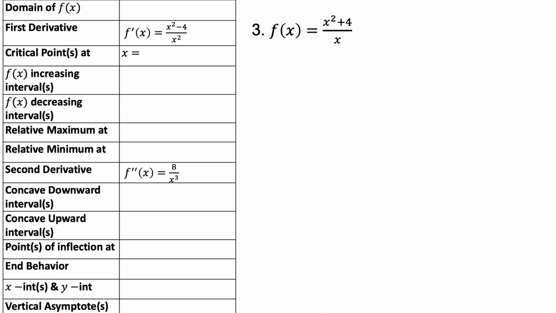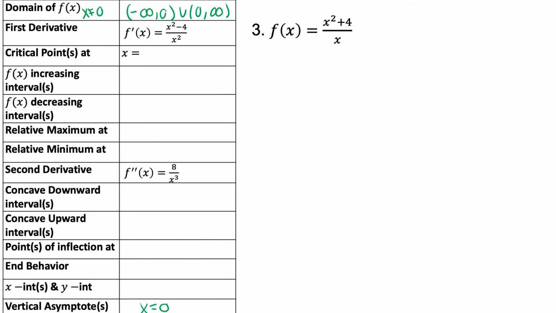Okay, our final example for today, we have f of x equals x squared plus 4 over x. So just like always, we want to start by finding what we know from our original function. So looking at the domain of a rational function, we want to know where our denominator is going to be equal to 0. In this case, x cannot be 0. So we're going to split our domain from negative infinity to 0 and 0 to infinity because we have that vertical asymptote at x equals 0.